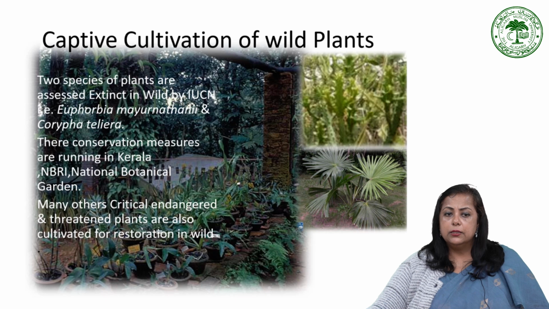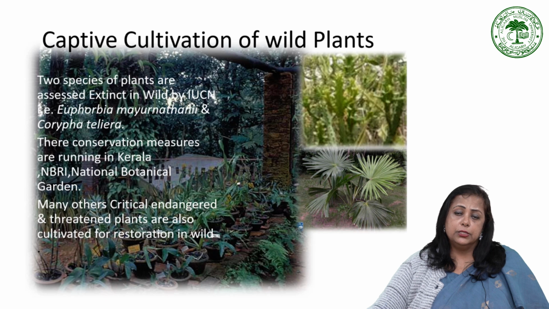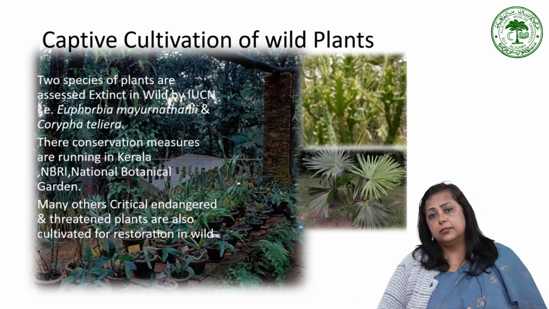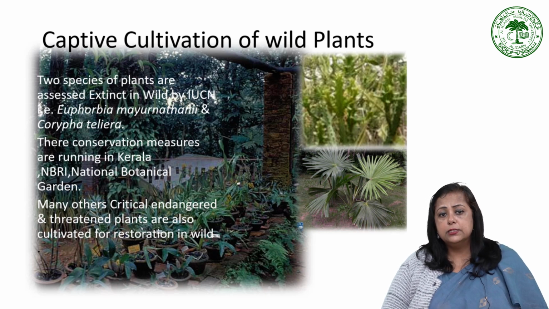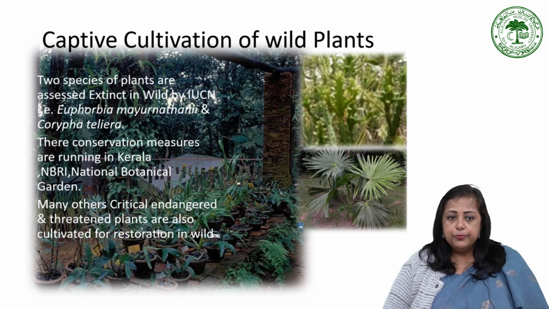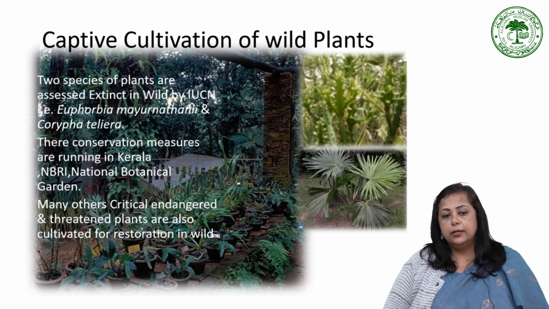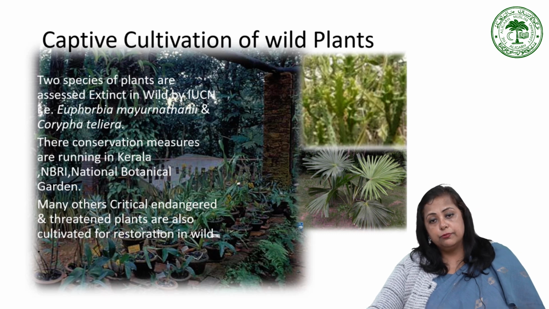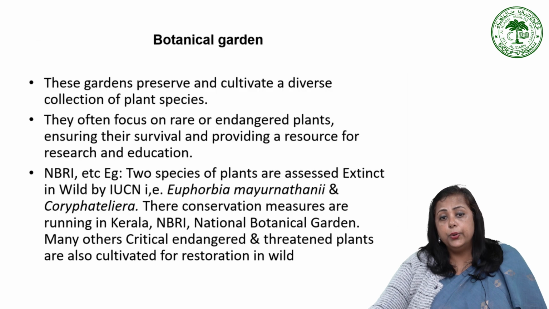Two species of plants are assessed as extinct in the wild by the IUCN, the International Union for Conservation of Nature. Not only animals go extinct in the wild, but there are plants also which were assessed as extinct in the wild: Euphorbia margaretae and Corypha taliera. Their conservation measures are running in Kerala and the Botanical Survey of India's National Botanical Garden. Many other critically endangered and threatened plants are also cultivated for research. So not only for animals, but for plants, captive breeding programs are going on.